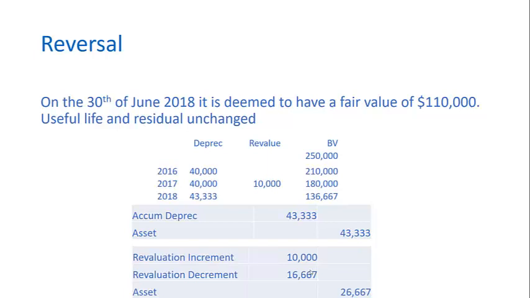$10,000 is a reversal of a prior increment, so that would be adjusted against the increment and go through other comprehensive income, whilst the revaluation decrement of $16,667 would be recognised in the statement of profit or loss. And what you can see is that gets adjusted against the value of the asset, and it reduces the asset to having a revalued amount of $110,000.